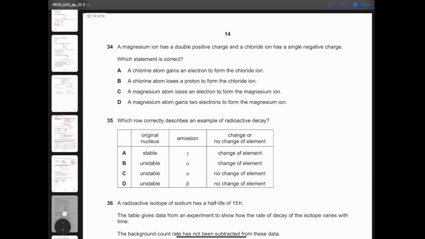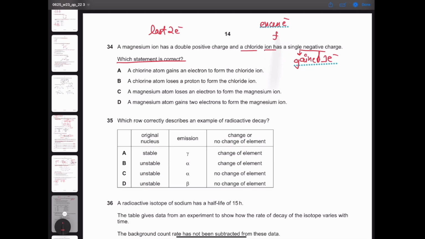A magnesium ion has a double positive charge and a chloride ion has a single negative charge. Which statement is correct? See, double positive charge means it has lost two electrons, and single negative charge means it has gained one electron. Those students who do not have chemistry, just understand negative charge represents excess electrons. This is just a simple way for you to remember.